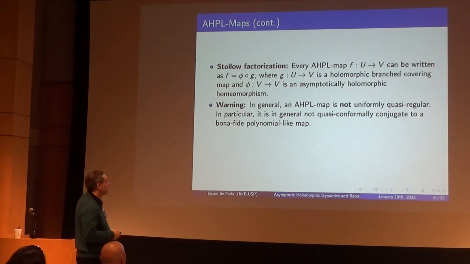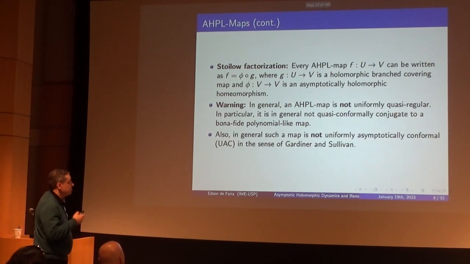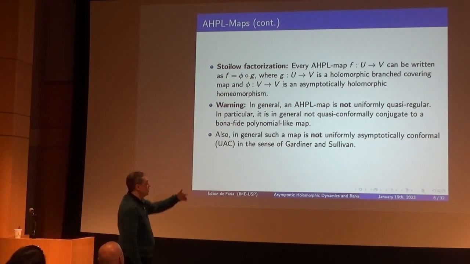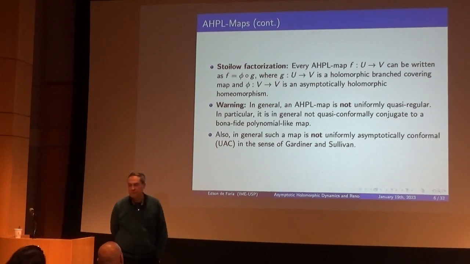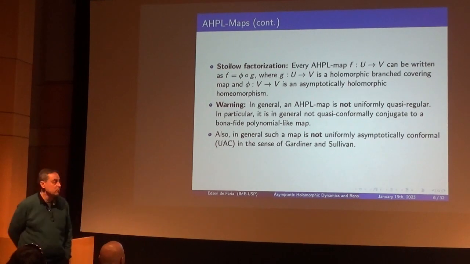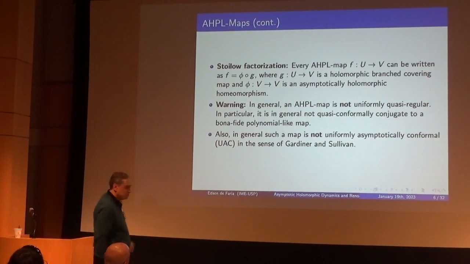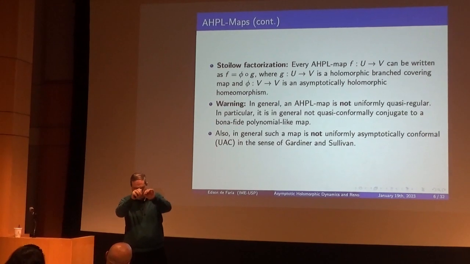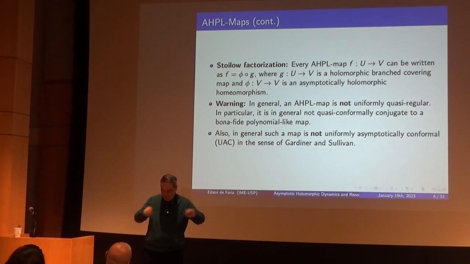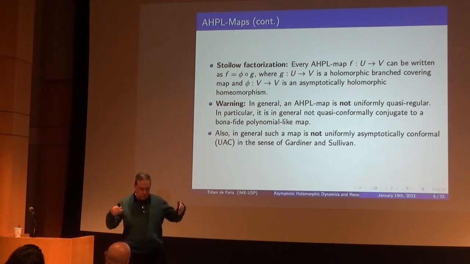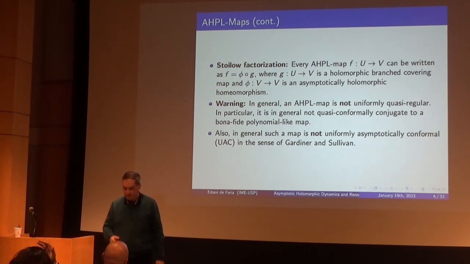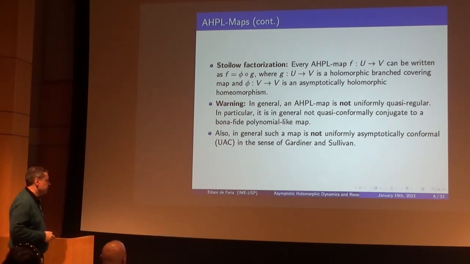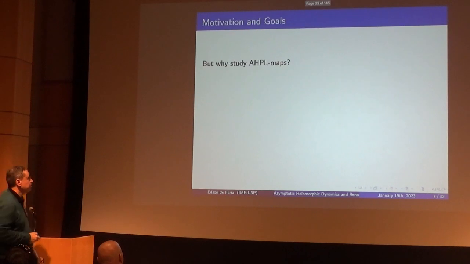And these maps are also not in another class of maps that was introduced by Fred and by Dennis a long time ago, called UAC, uniformly asymptotically conformal. This means that if you take a point and look at the inverse branches, the full pre-orbit, then as you go along the various branches, the compositions are uniformly quasi-conformal. This doesn't happen here either. So you really need different techniques.